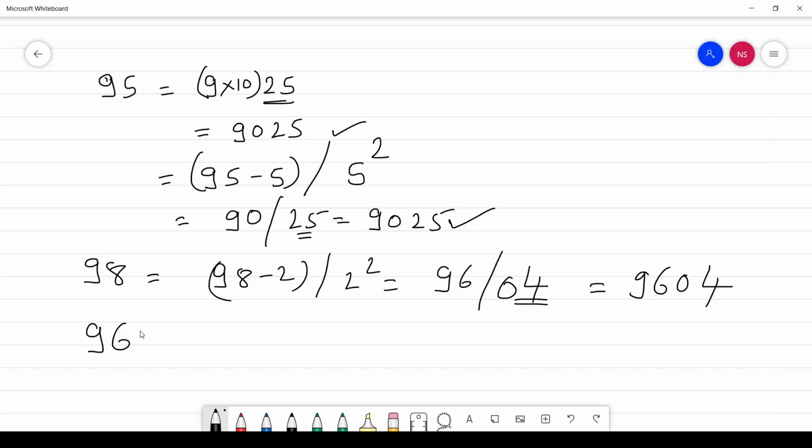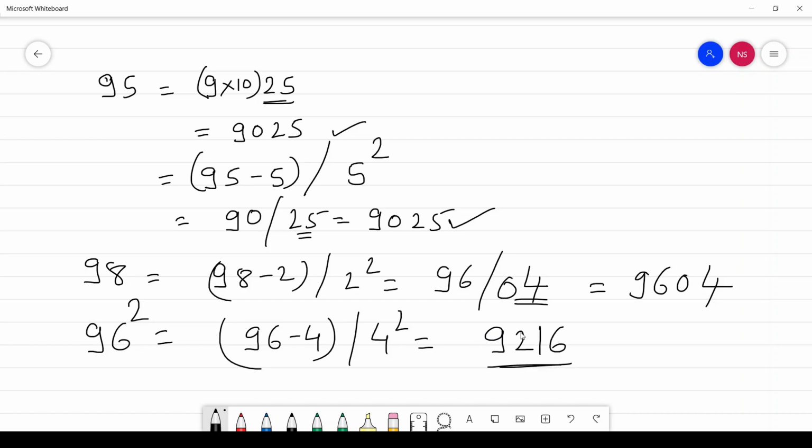One last example we will see. 96 square, it is less by 4. 96 minus 4 is 92, and we take the square of 4 on the right hand side, so the answer will be 9216.